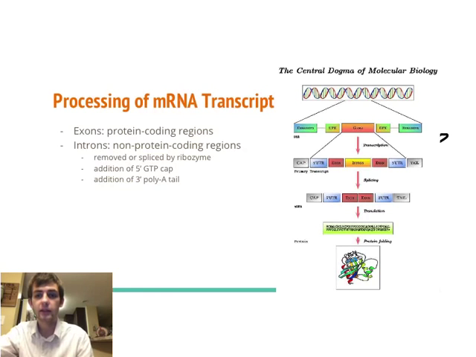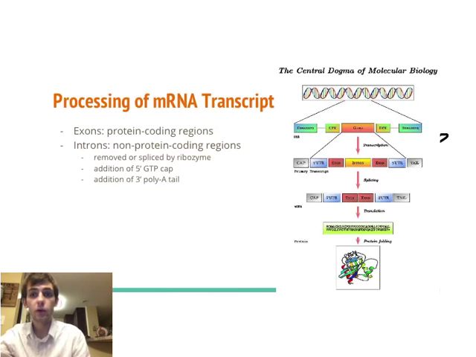So what does it mean to process something? Well, it means to make edits. And so there are two main parts of that mRNA transcript. You have exons and introns. Exons are the protein coding regions, meaning they are the important regions that code for something. They are going to exit the nucleus to go to the ribosome. Introns do not code for anything, so they're non-coding or non-protein coding regions. So they're going to stay inside the nucleus because we don't want to do anything with them.